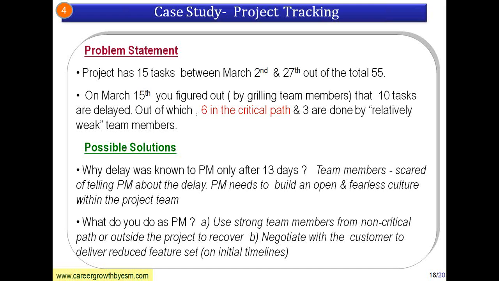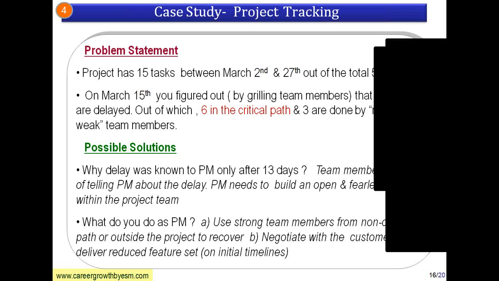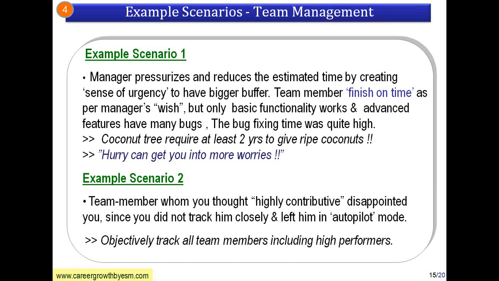On March 15th, you found that 10 tasks are delayed out of the 15. You figured out, actually by grilling or by talking to the team members, that 10 tasks are delayed, and this was found only on March 15th. March 27th is for the finishing of all these tasks. Out of the 10 tasks delayed, 6 of them are in the critical path.